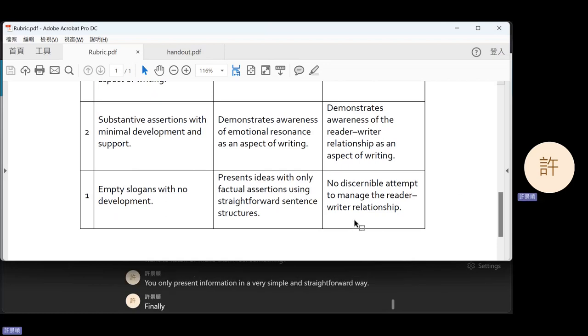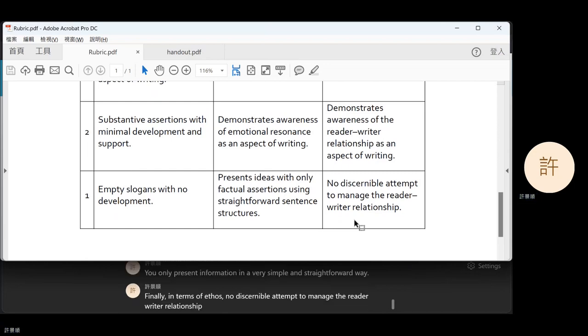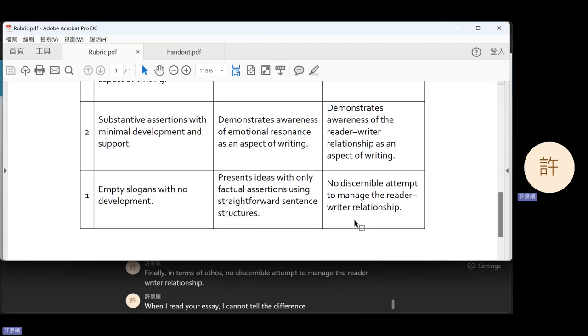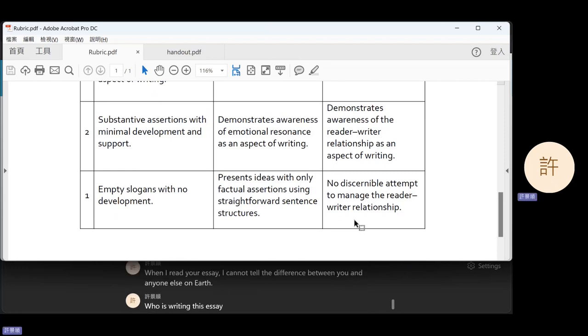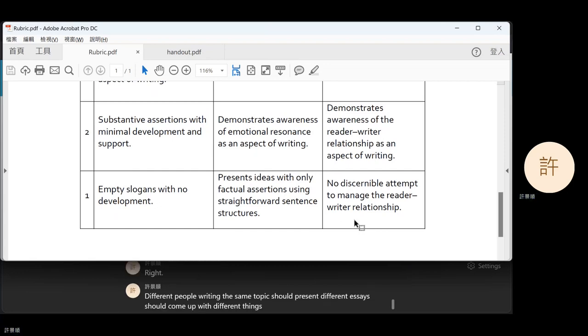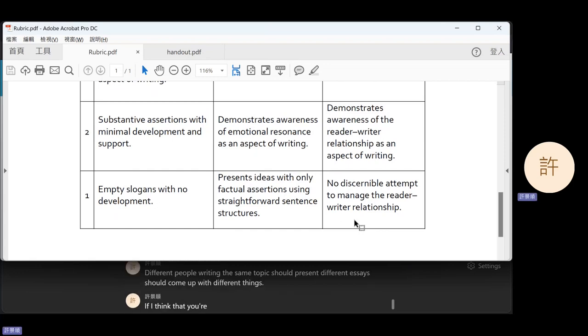Finally, in terms of ethos, no discernible attempt to manage the reader-writer relationship. When I read your essay, I cannot tell the difference between you and anyone else on earth who is writing this essay. Right? Different people writing the same topic should present different essays, should come up with different things. If I think that your essay could be written by anyone, you will get a very low score.